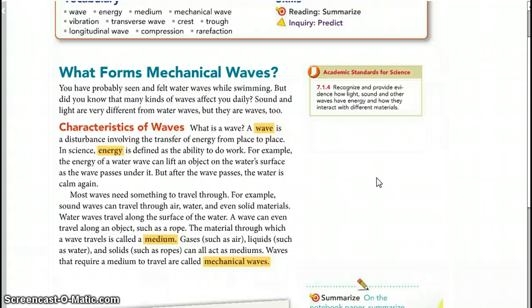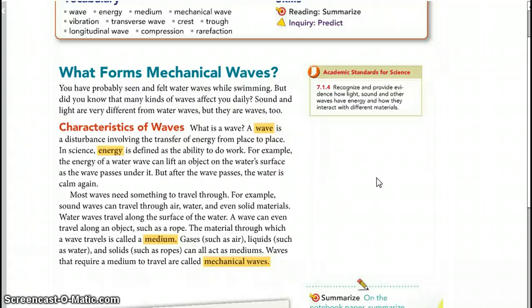Characteristics of waves. What is a wave? A wave is a disturbance involving the transfer of energy from place to place. In science, energy is defined as the ability to do work. For example, the energy of a water wave can lift an object on the water's surface as the wave passes under it. But after the wave passes, the water is calm again.